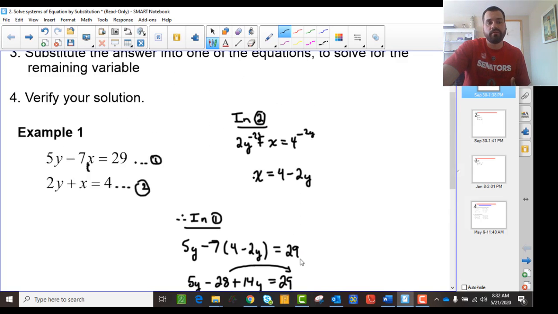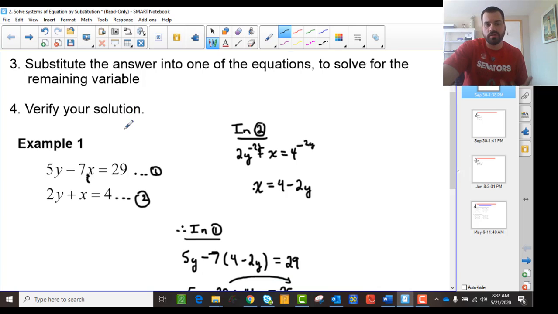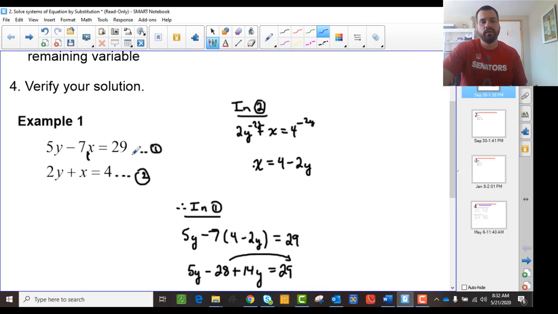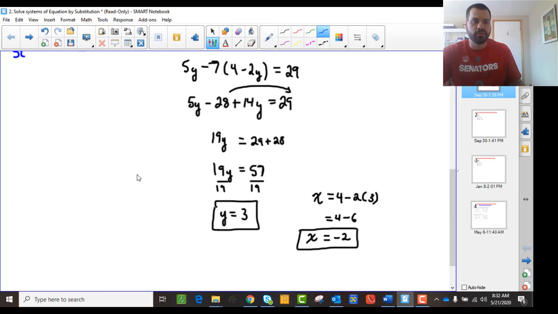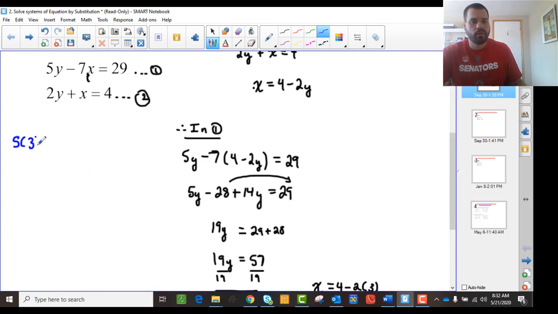And just like with graphing, you can go back and verify your solution. You can check to see if it works. So let's do that. We're saying 5 times y, and y is 3, minus 7 times x, and x is minus 2, is supposed to equal 29. So let's see if it does. We get 15 plus 14 equals 29, and 15 plus 14 is 29. So we can say, yep, that worked.